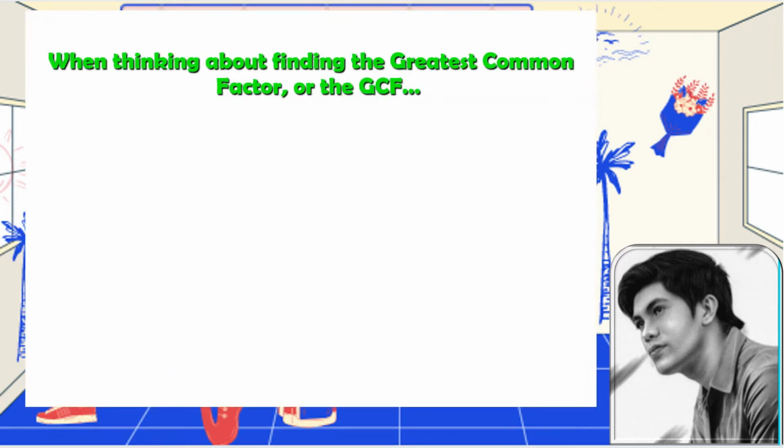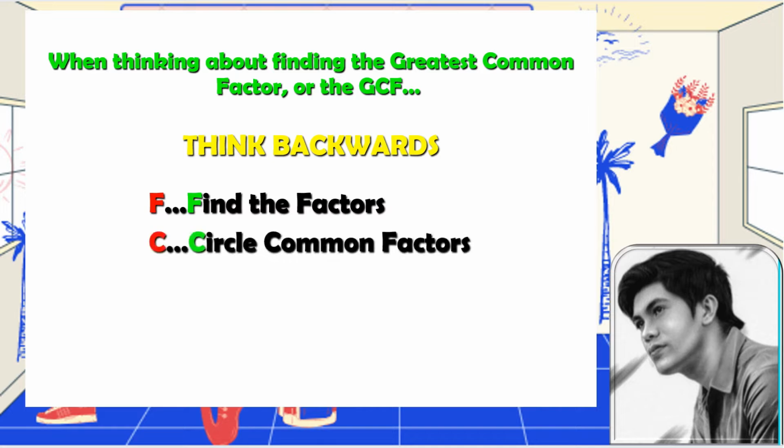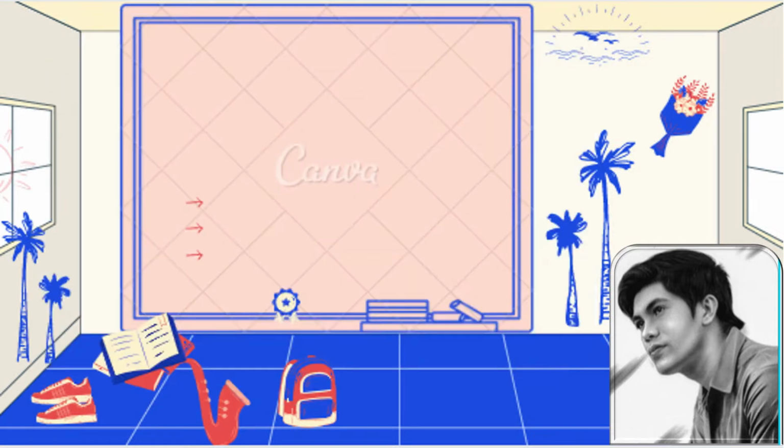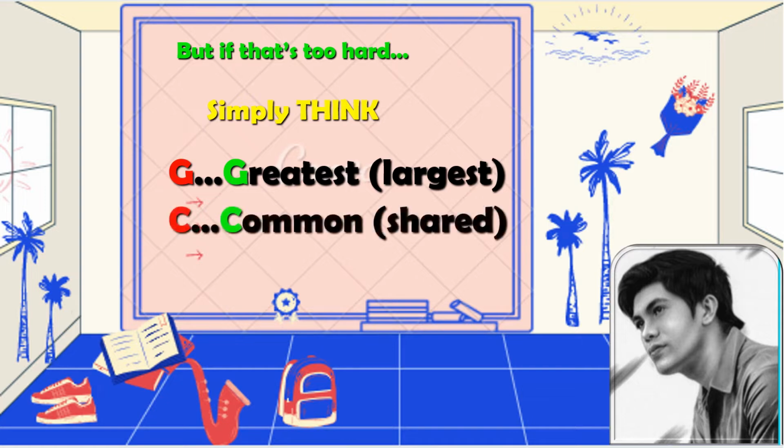So when thinking about finding the greatest common factor, or the GCF, think backwards. F, find the factors. C, circle common factors. And D, group the largest factor. But if that's too hard, simply think G as greatest or largest, C as common or shared, and F as a factor.